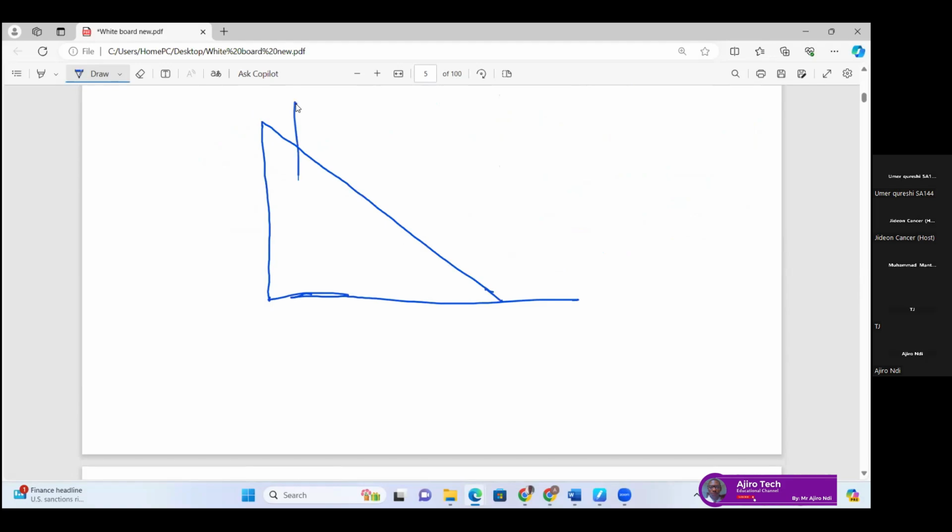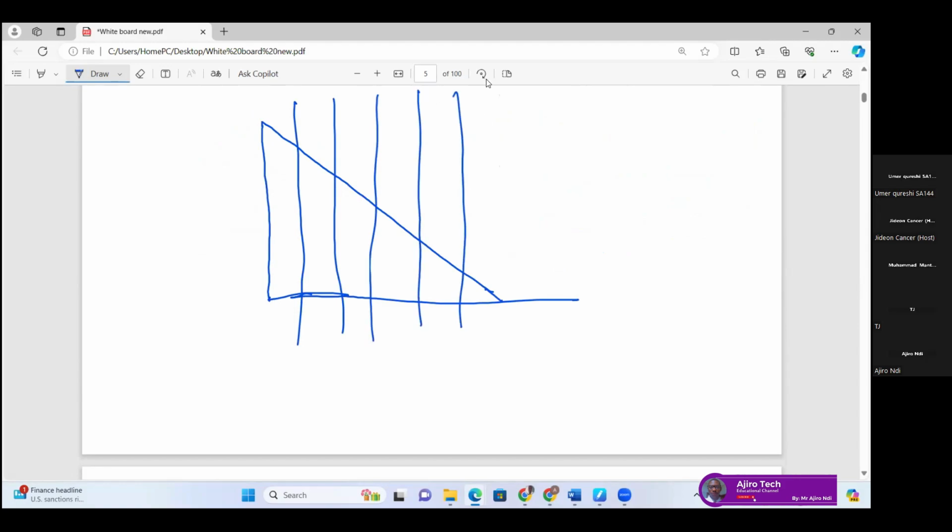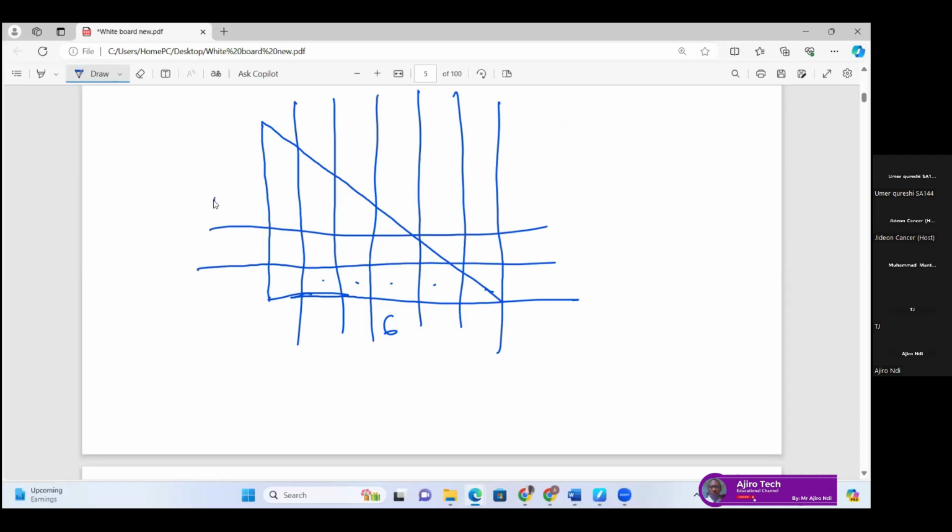But you can easily measure the line if you are given a grid. Maybe there's a grid system there. I can easily tell that this one is 1, 2, 3, 4, 5, 6. This is already 6. If there's a grid here, I can easily tell that this side is, let me say, 1, 2, 3, 4, 5. Then this is 5. Of course, if you are given a vertical line and a horizontal line, this angle must be 90 degrees.